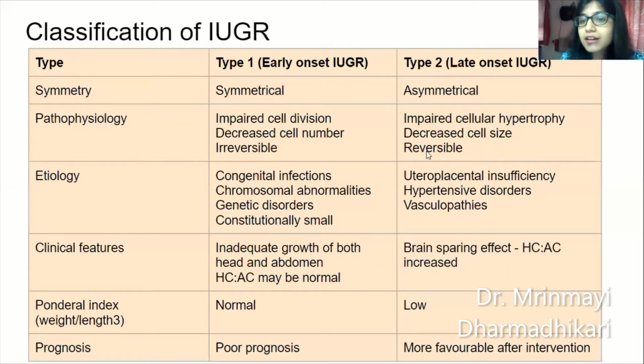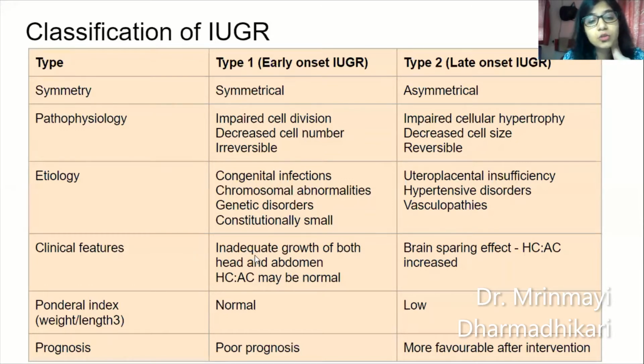Generally, the causes are reversible, and these include uteroplacental insufficiency, hypertensive disorders in pregnancy, for example, pregnancy-induced hypertension, preeclampsia, eclampsia, vasculopathies like advanced stages of diabetic vasculopathies.